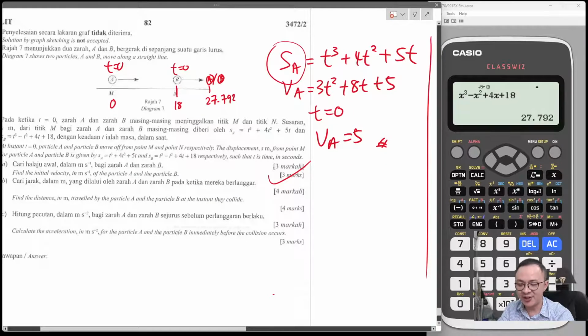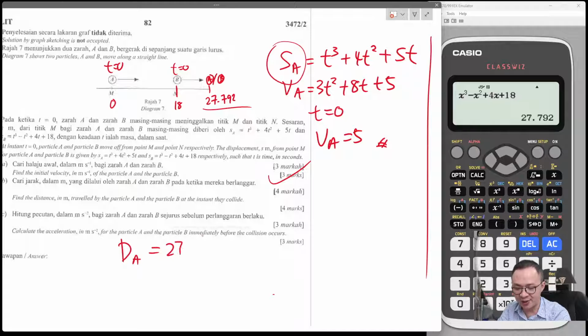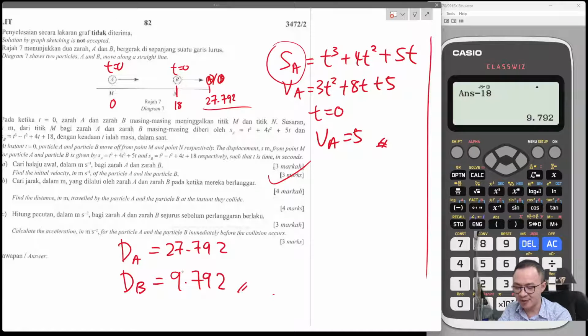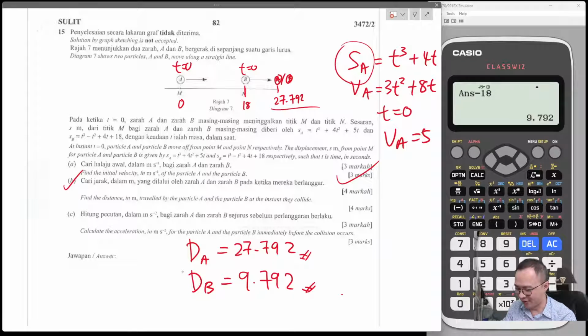So I will say particle A travels this distance. Okay, never mind, I write a shortcut. Distance for A traveling is 27.792. Distance for B should be this one minus 18. They only travel 9.792. Is this a correct answer? Okay, B is a little bit difficult, but not very difficult. But I guess this should be the correct answer. It's not mistaken.